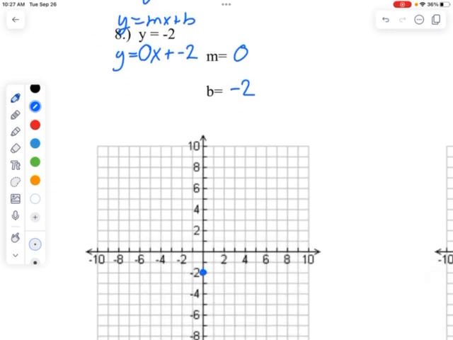And I can go ahead and graph -2. My slope is 0, which means I'm going to rise 0, run 1. Which means I have a horizontal line. And I'll draw a straight line with arrows on either end.